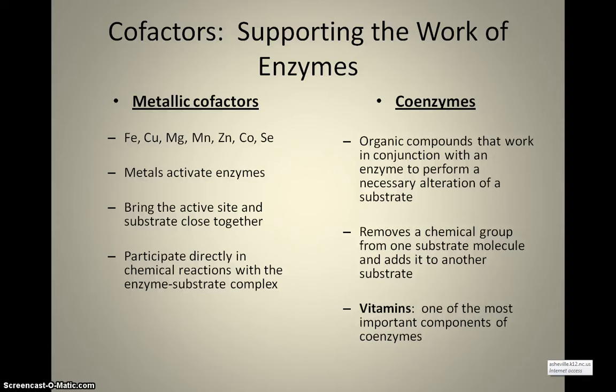Just in general, metallic cofactors are metals that activate enzymes. Common ones are iron, copper, magnesium, manganese, zinc, cobalt, and selenium. Again, remember we talked about iron before and those magnetotactic bacteria. That iron is a very common cofactor. It helps bring the active site and the substrate closer together. Really, it helps to change the shape of the enzyme, and it participates in the chemical reaction with the enzyme substrate complex. On the other hand, the coenzyme is a larger, sort of like a mini enzyme.